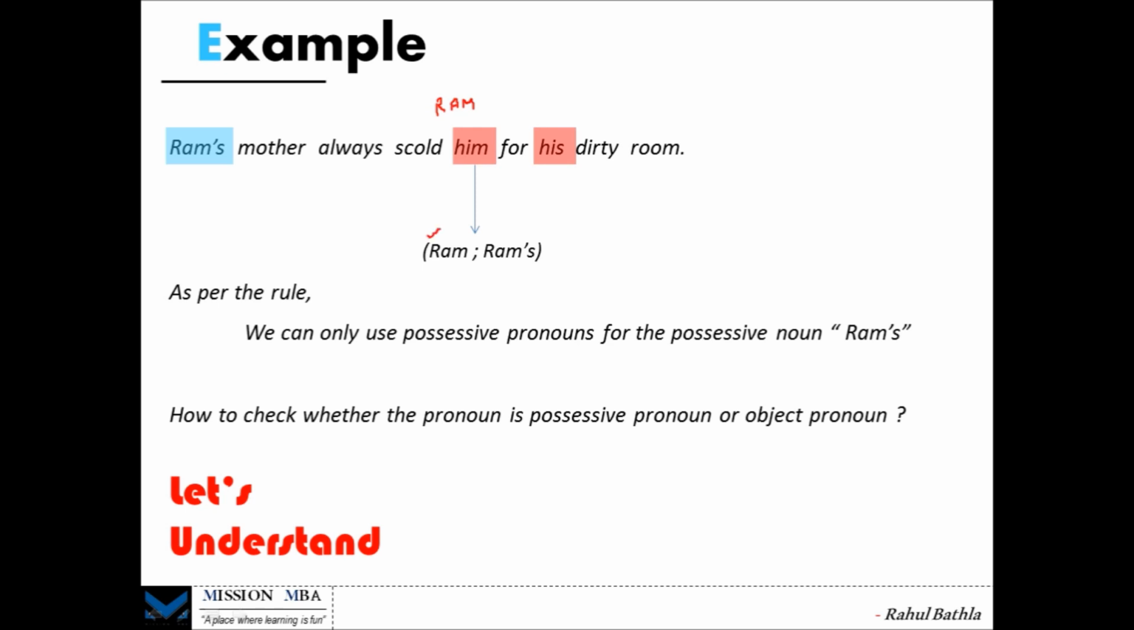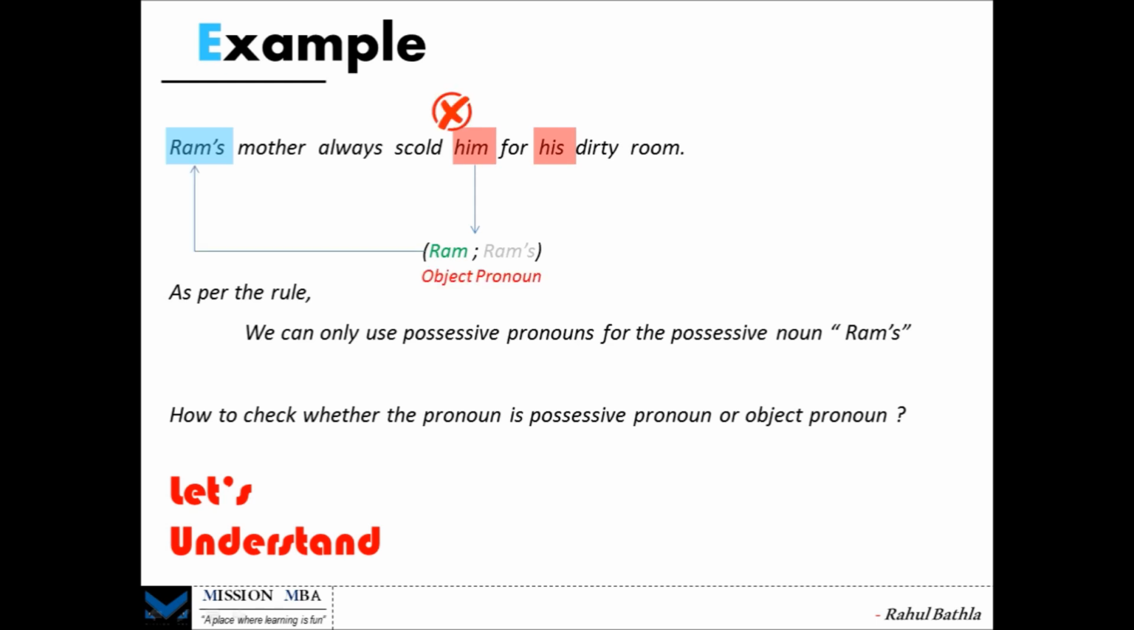Now replace it with Ram's. Ram's mother always scolded Ram's for his dirty room. Now this does not seem fine at all. Clearly, him is used for Ram but not Ram's. So him is used for object noun, not for possessive noun. But what we have in the sentence is possessive noun. So this particular him is wrong because this is used for object noun, not for possessive noun.